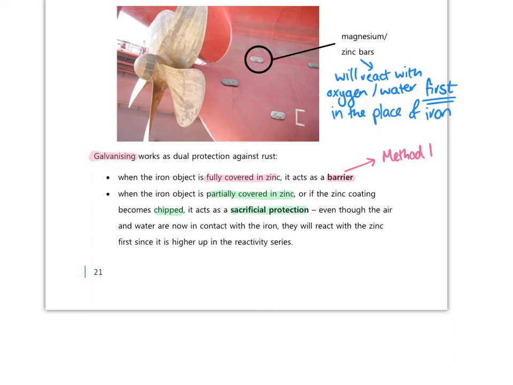So even though the air and water are now in contact with the iron, perhaps below the zinc coating if it's been scratched, the water and oxygen will react with the zinc first because it is higher up in the reactivity series. Or in other words, zinc is more reactive than iron.